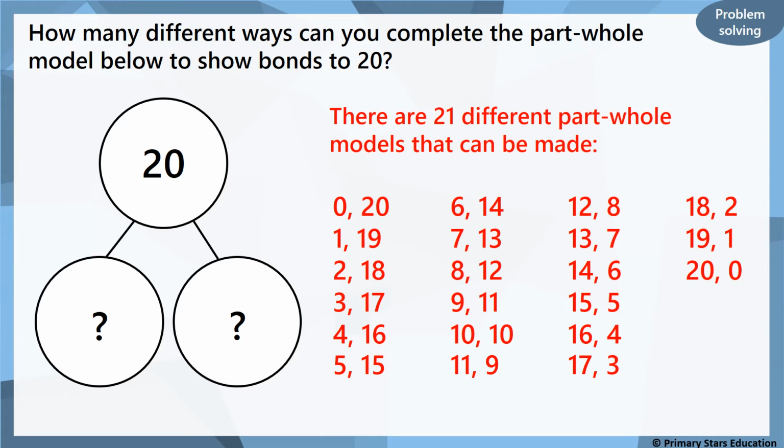Did you write some of these? 0 and 20 make 20. 1 and 19 make 20. How many of those did you get right? There are actually 21 different ways that we can make the number 20 with two numbers adding together. How many did you get? Great job, great effort. Maybe you could try this again as a way of trying to remember as many different ones quickly.